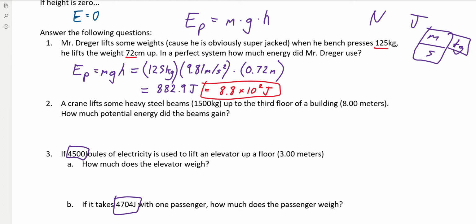All right, so here let's take a look at this question. We have a crane that lifts some heavy steel beams, 1,500 kilograms, up to the 3rd floor of a building, 8 meters up. How much potential energy did the beams gain? So same process. Again, pause the video, then try out the question.